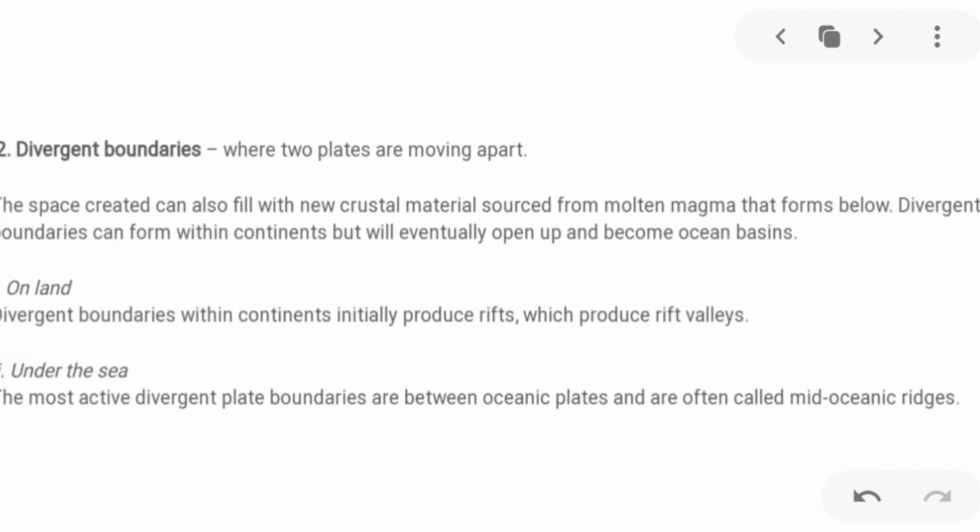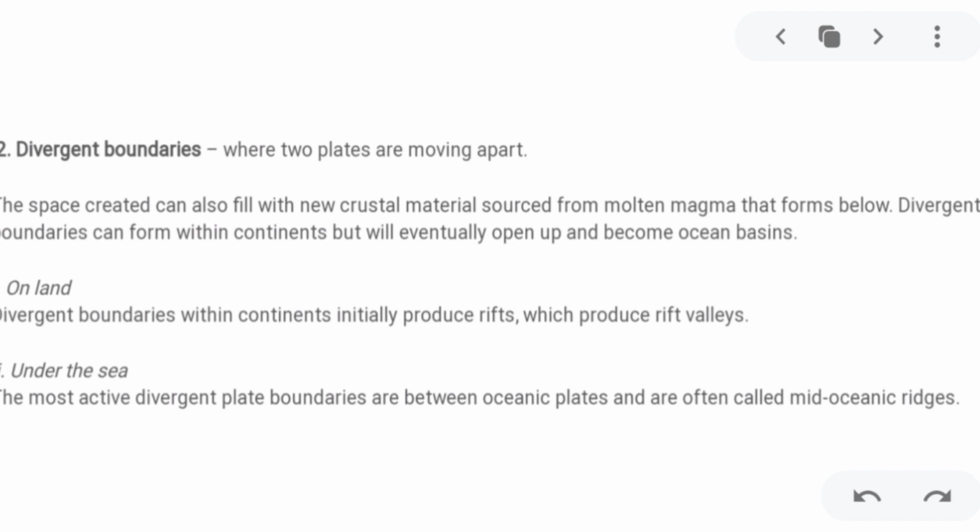Now, let us proceed on divergent boundaries. We have here two plates that are moving apart. So, moving apart yung plates, papaganon. So, we have here the space created can also fill with new crustal material sourced from molten magma that forms below. Divergent boundaries can form within the continents but will eventually open up and become ocean basins.